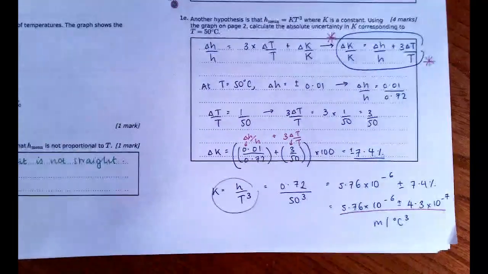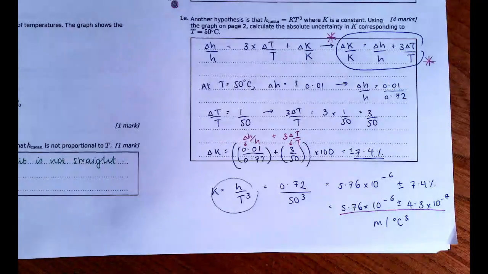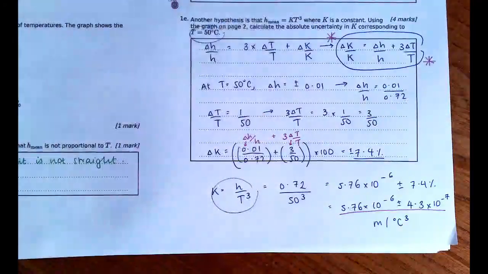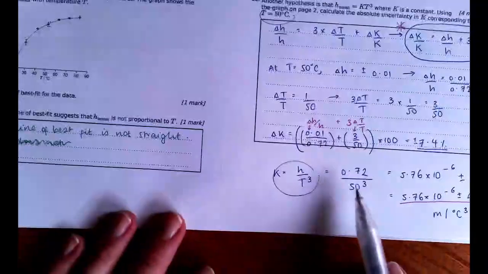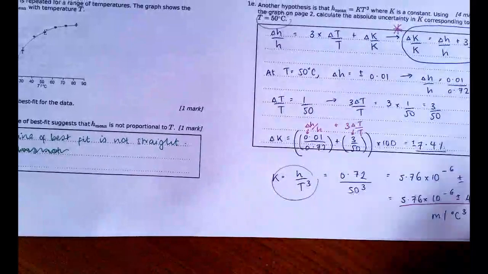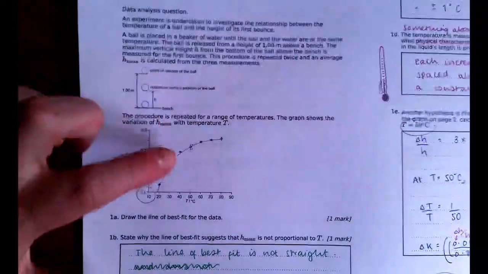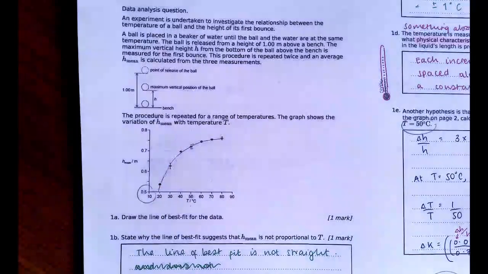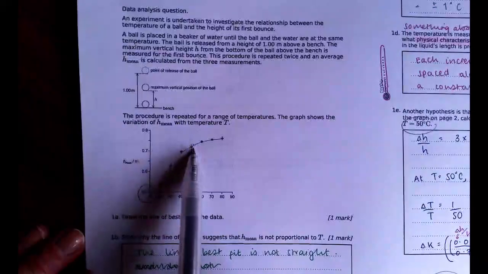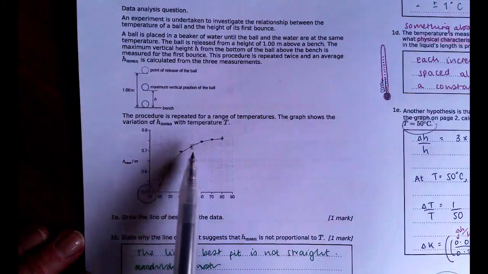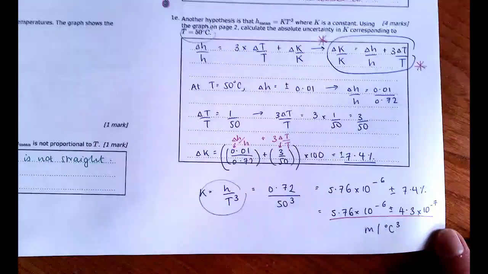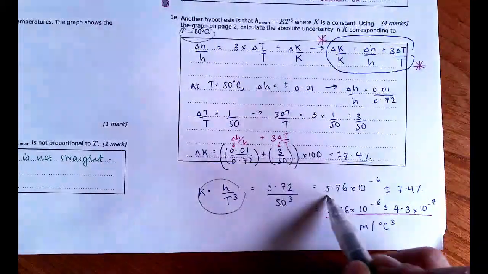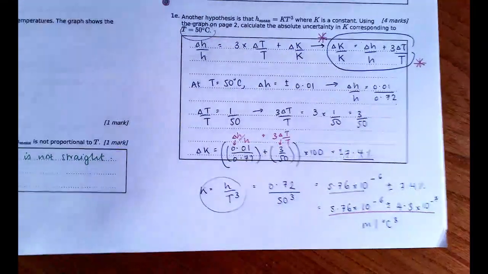K is equal to H divided by T cubed, and we're doing this for when T is 50 degrees Celsius. So we literally read off at 50 degrees Celsius and get our value for H mean, and that's 0.72. And we can also look at the size of the error bar at this point as well. And that's important because we're going to get the absolute uncertainty in H mean from the Y error bar and the absolute uncertainty in T from the X error bar. So that is our K value, and then we need to work out its absolute uncertainty.